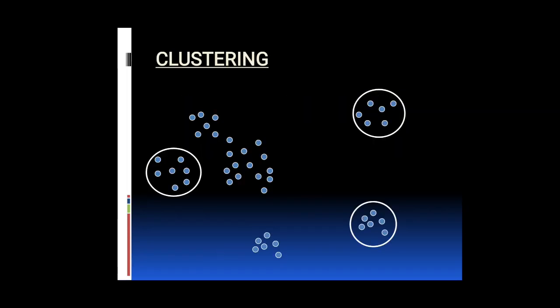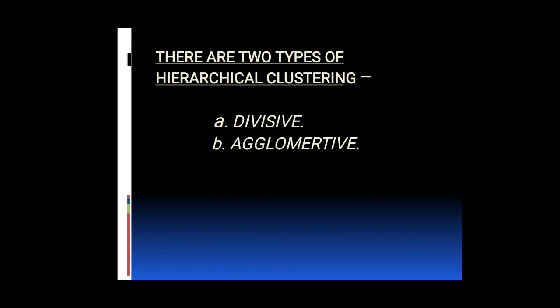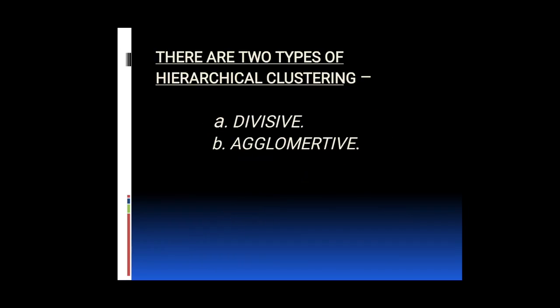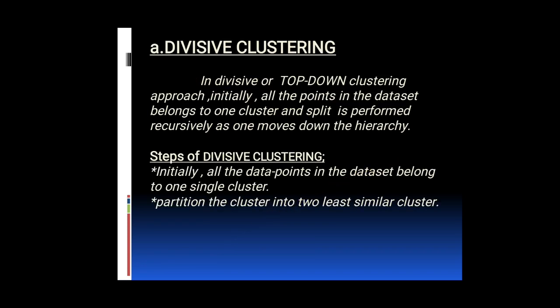This is the clustering structure. These points represent a set of objects or a set of data, and these points represent grouped data or grouped objects by their characteristics like colors and shapes. Likewise, there are two types of hierarchical clustering. One is divisive, the second one is agglomerative.